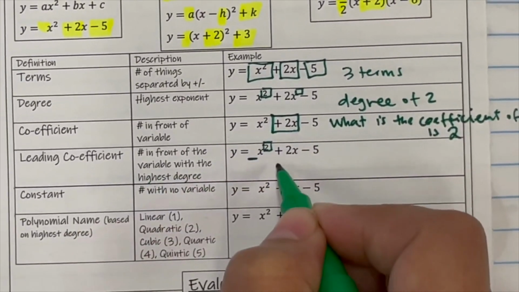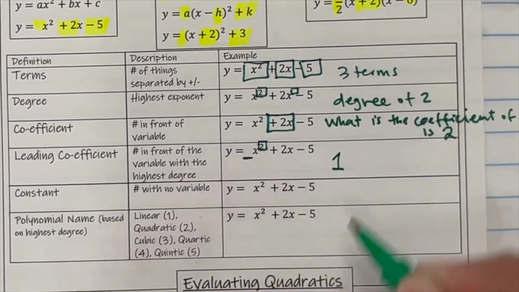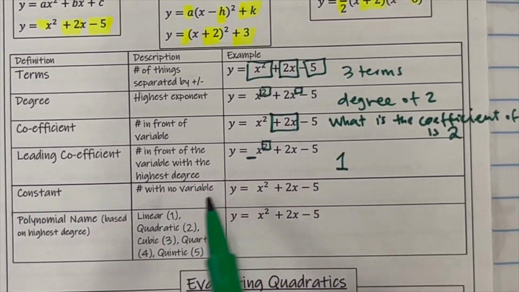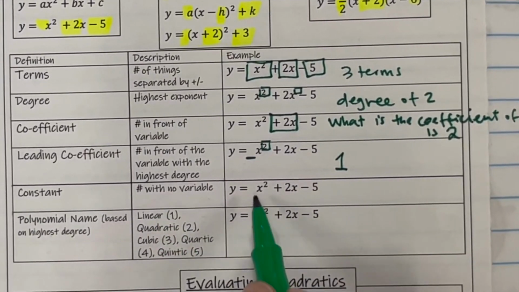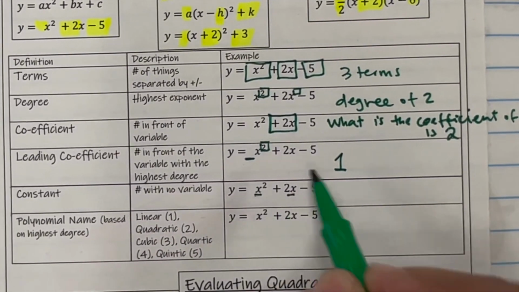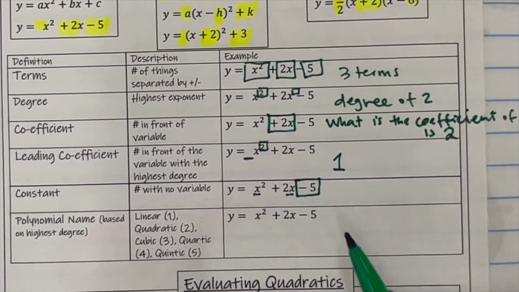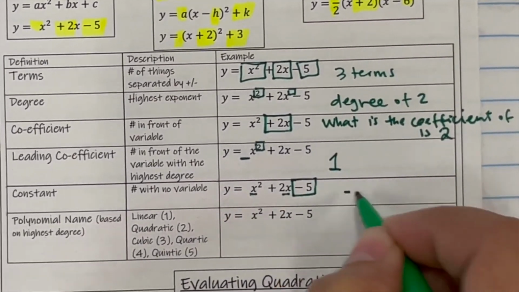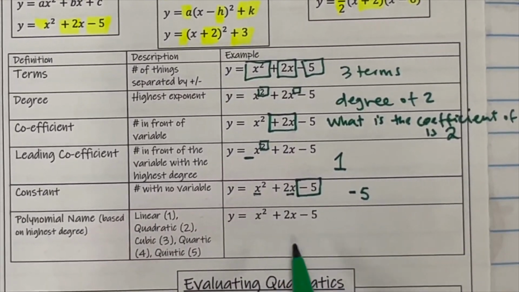So the leading coefficient for this is 1. What is a constant? A constant is the number with no variable. So looking right here, this has a variable, this has a variable, this does not have a variable. So the number with no variable, the constant in this equation is -5. Again, we're just looking at definitions.